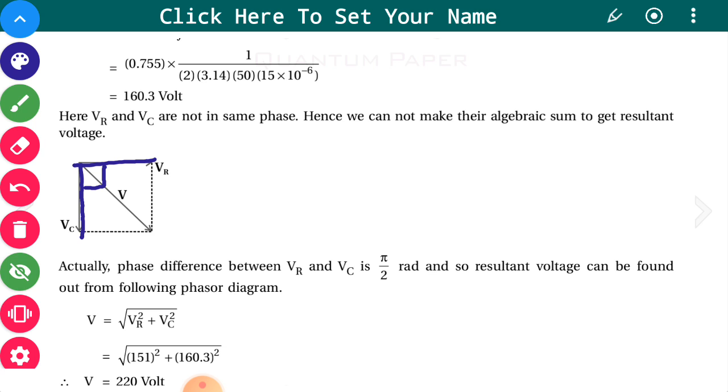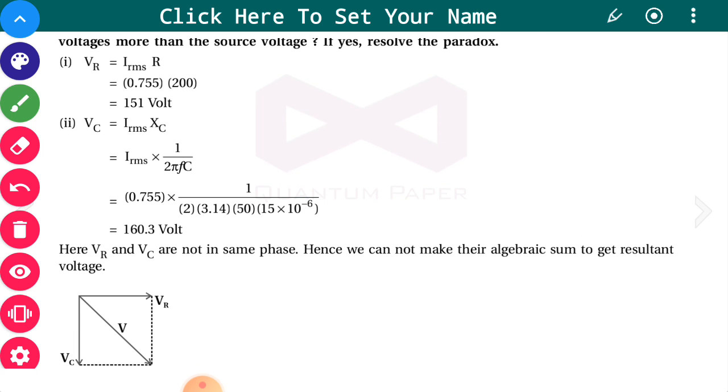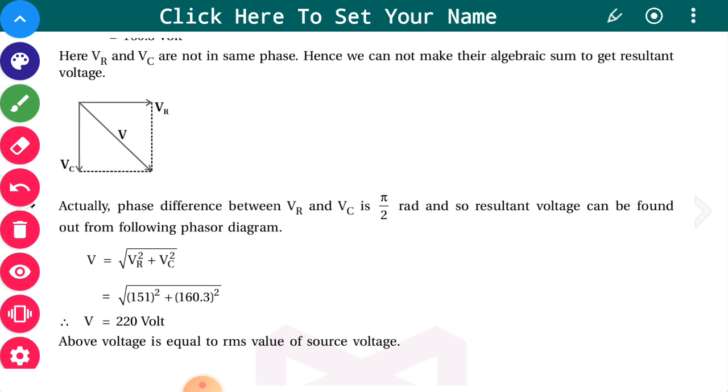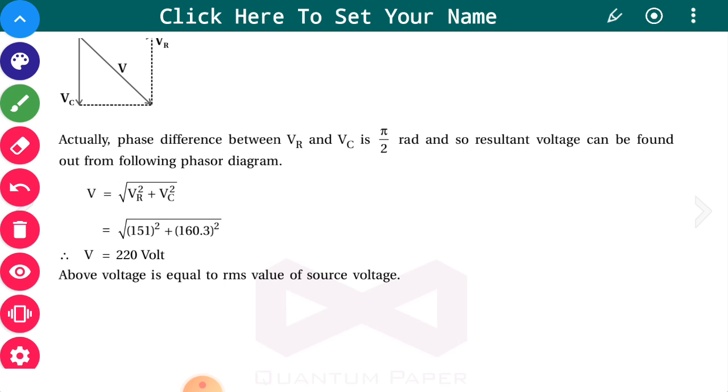So we have one phasor for the voltage across the resistor and one phasor for the voltage across the capacitor, and both values are with us. The voltage across the capacitor is 160.3 volt and the voltage across the resistor is 151 volt. Now the resultant voltage is the square root of VR square plus VC square, because they are at 90 degrees; you can apply Pythagoras theorem. Place the values and obtain the resultant, which is the same as the source voltage, that is 220 volt.